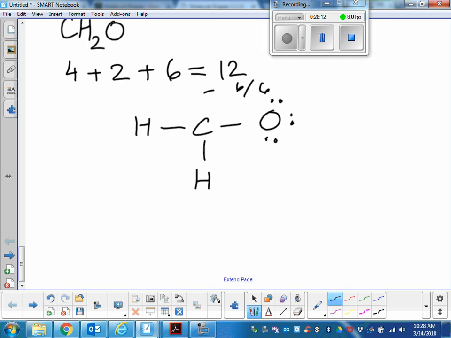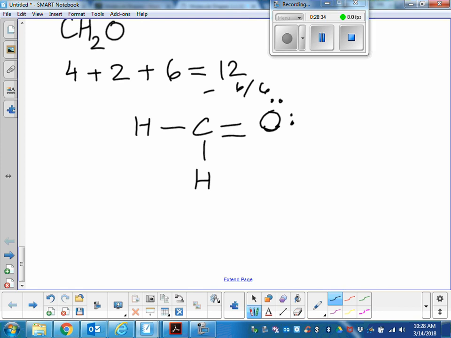Now let's count around oxygen and carbon. Oxygen looks fine with its 8, but is carbon happy? Carbon has how many? 6. So what is the next step? Convert your lone pair into a bond pair. Right? So that will become a bond pair.